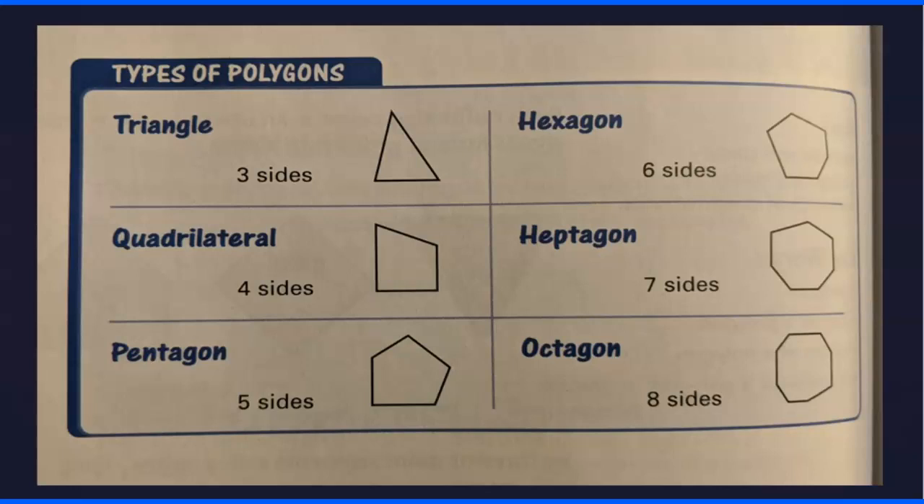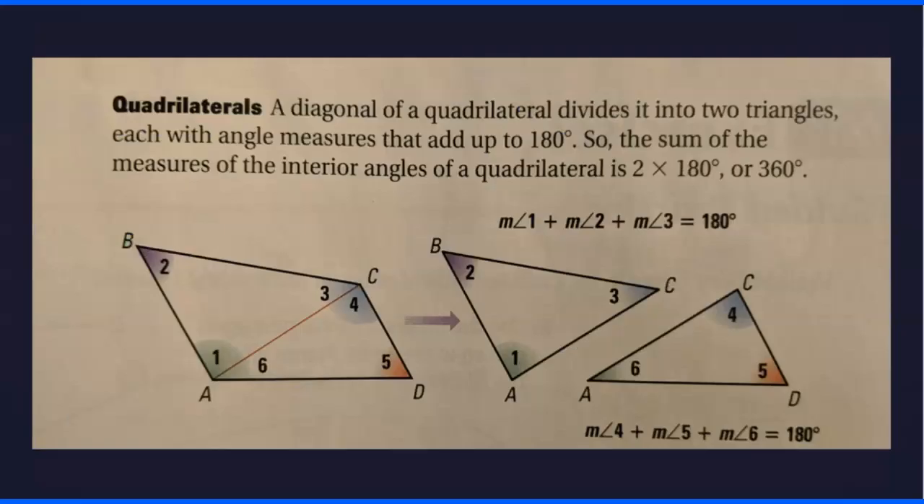Let's move to the top of page 305. Quadrilaterals: the diagonal of a quadrilateral will divide it into 2 triangles, each with angle measures that add up to 180 degrees. That makes sense. We know that. So here, measure 1, measure 2, and measure 3 are all going to add up to 180 degrees in each of our triangles.